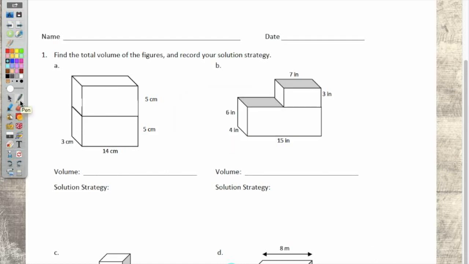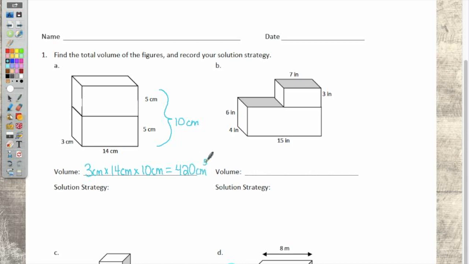For problem set lesson 6, it says find the total volume of the figures and record your solution strategy. Now on this first one, I'm thinking I can just write multiplication sentences for the volume, because 5 centimeters plus 5 centimeters is 10 centimeters. So that means I would do 3 centimeters times 14 centimeters times 10 centimeters equals, so 3 times 14 is 42, add a 0 to the end, 420 centimeters cubed.